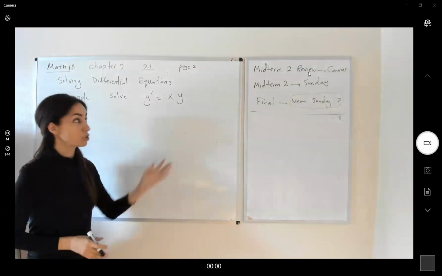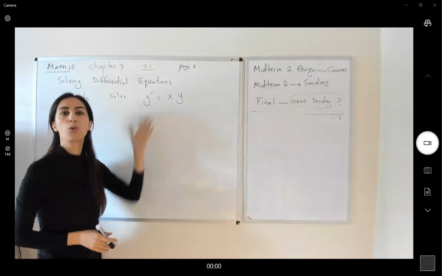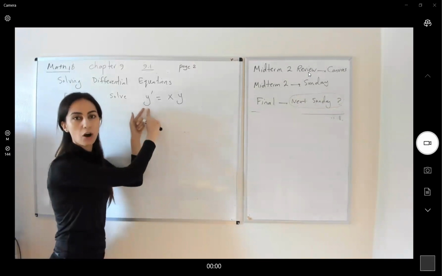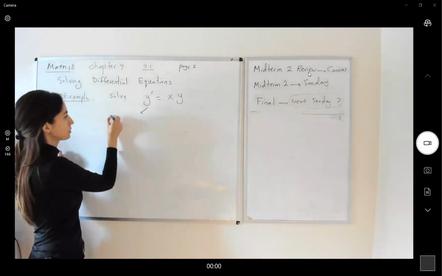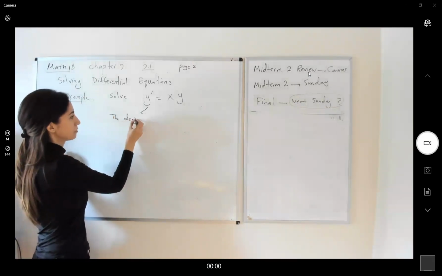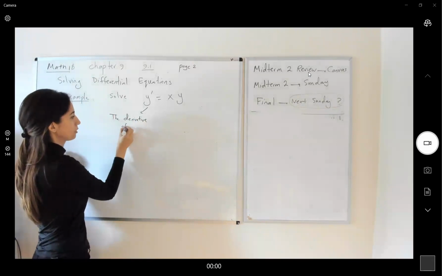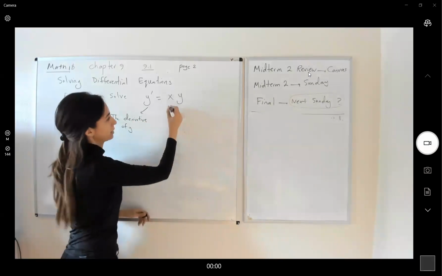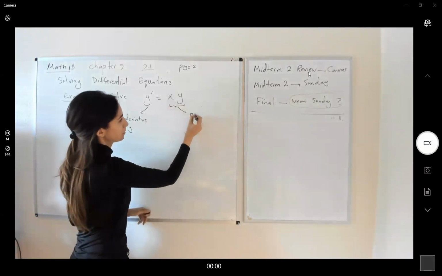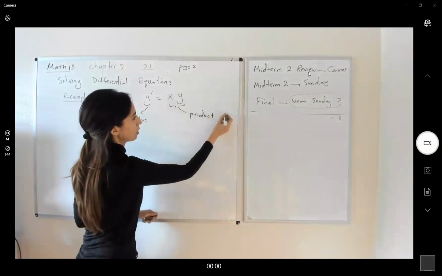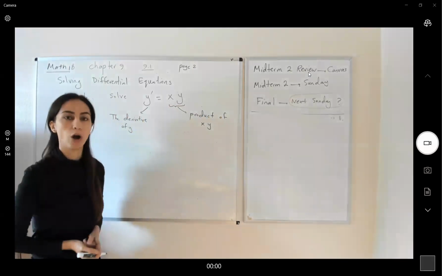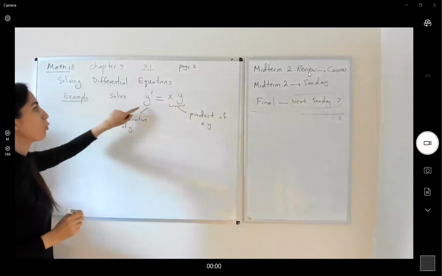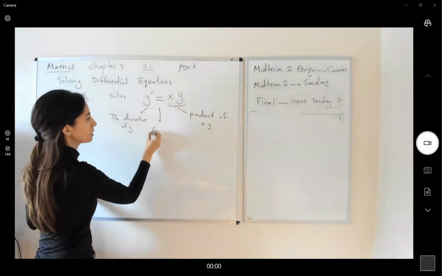Before solving this equation, let us analyze what's going on here. On the left-hand side, you have the derivative of y. On the right-hand side, you have two variables, the product of x and y. And as long as you have equality in between, you say you have an equation. So this is an equation.